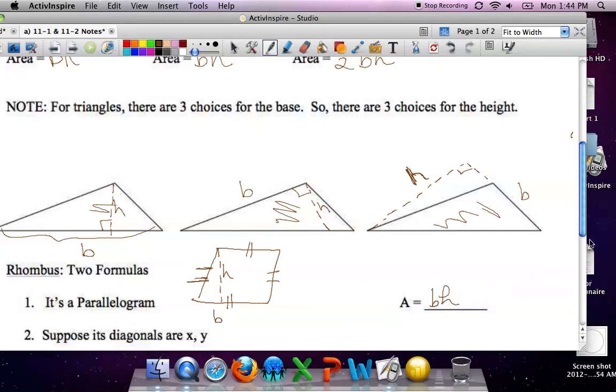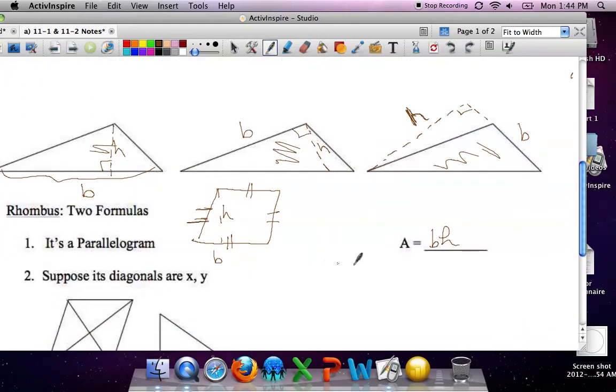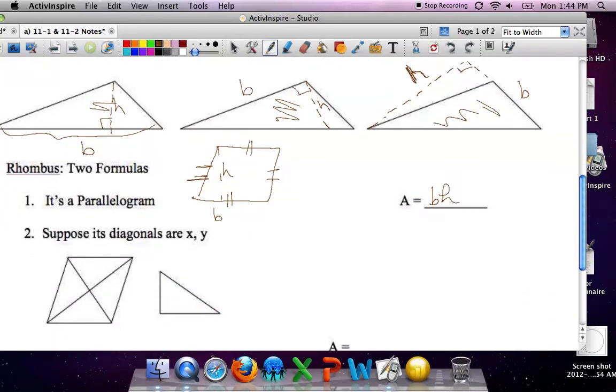The other way to get the area of a rhombus is to do with its diagonals. So let's think this through. If its diagonals are x and y, that would mean each piece of the diagonals. Well, let's remember our properties of a rhombus. We know all these sides are congruent. We know that its diagonals form a right angle. And so what is true about all these 4 triangles?